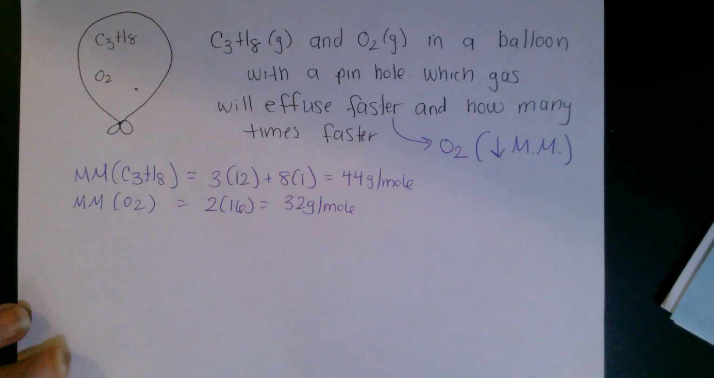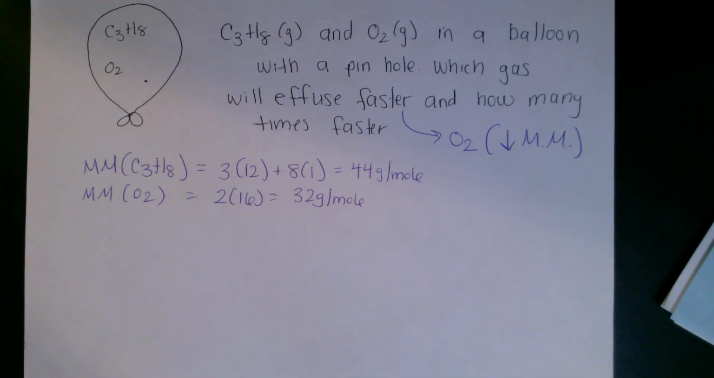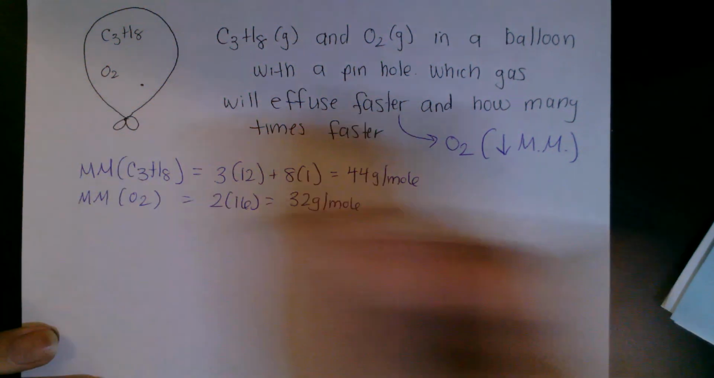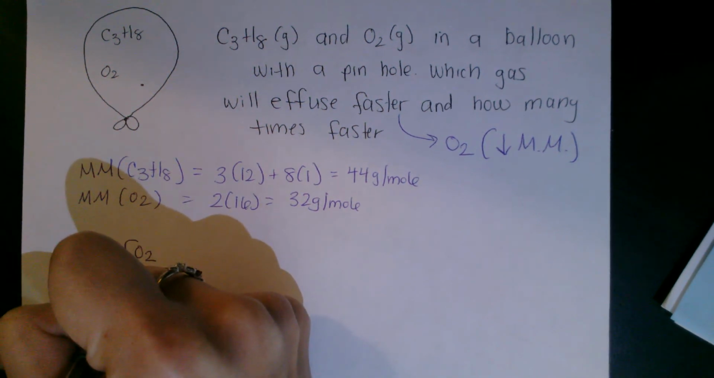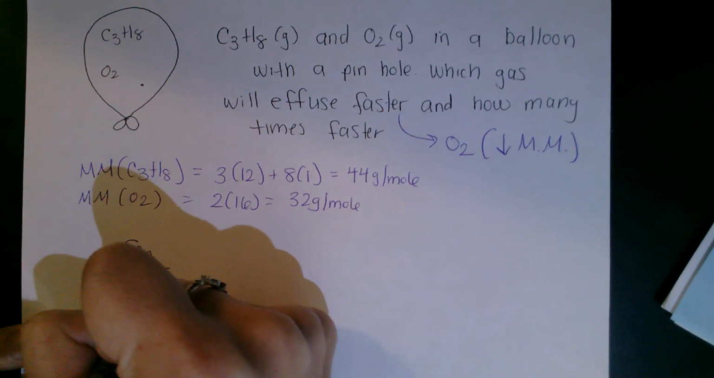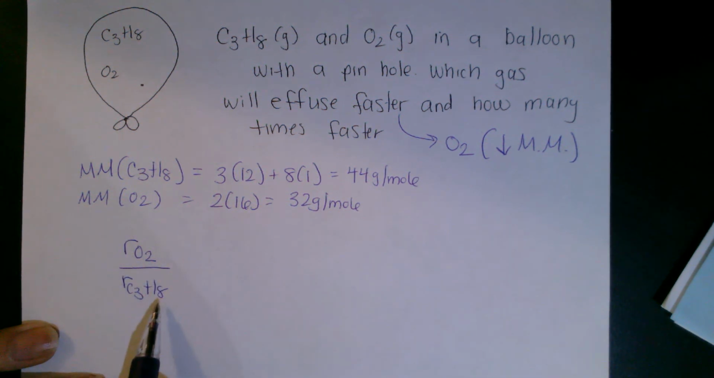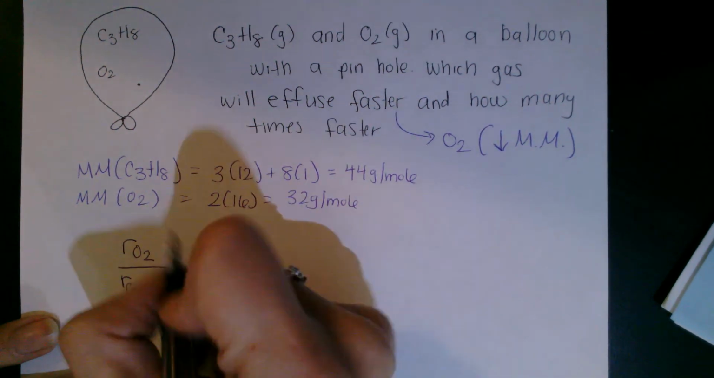And how many times faster? Now we can use our formula to compare the rates. I want my answer to be in terms of O2 since I know it's faster, so I'm going to put O2 in the numerator: rate of O2 over rate of C3H8. Since this one is faster, this ratio is greater than 1, and fractions are maybe not super fun to deal with.